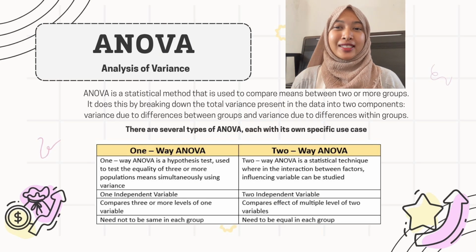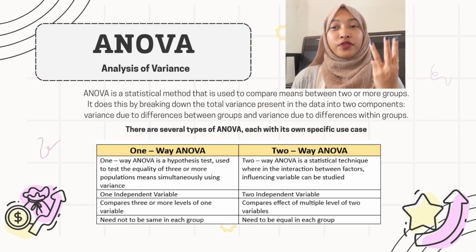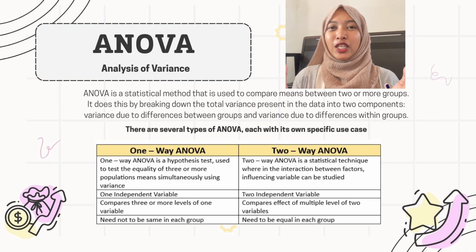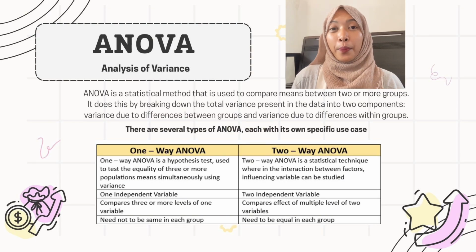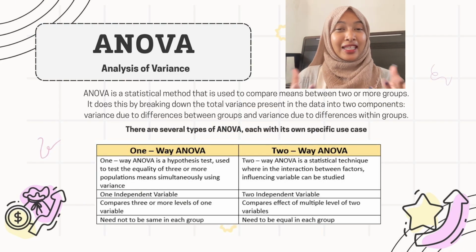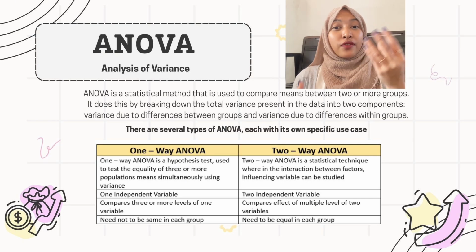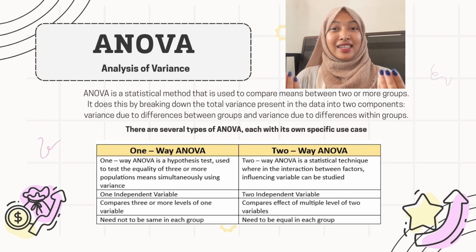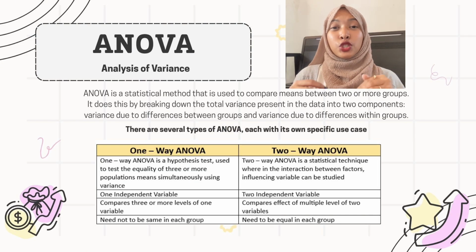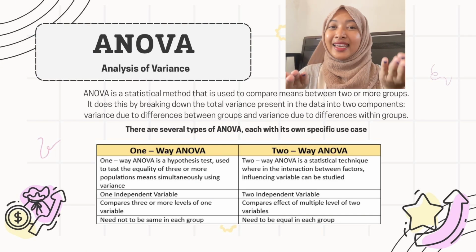One-way ANOVA is a hypothesis test used to test the equality of three or more population means simultaneously using one variable. It has one independent variable, compares three or more levels of one variable, and the group sizes need not be the same in each group. So what is two-way ANOVA? Two-way ANOVA is a statistical technique where the interaction between factors influencing a variable can be studied. It has two independent variables, compares the effect of multiple levels of two variables, and in two-way ANOVA the group sizes need to be equal in each group.